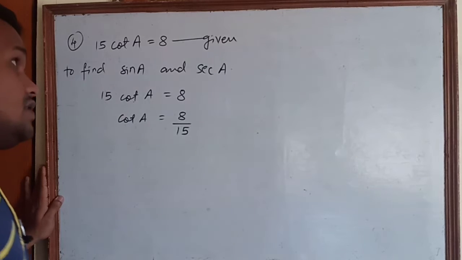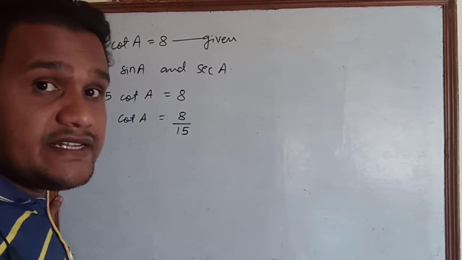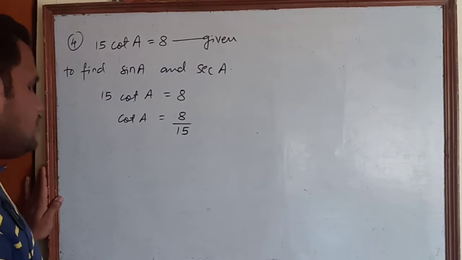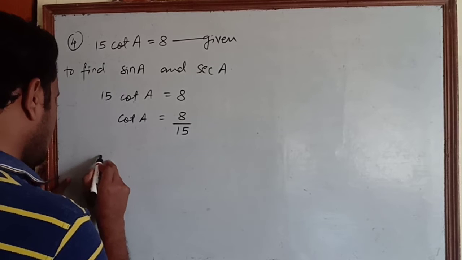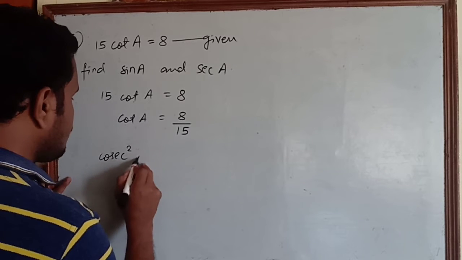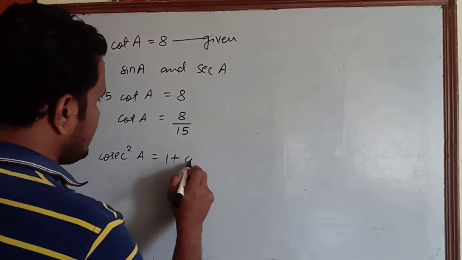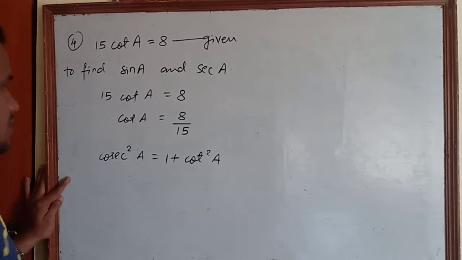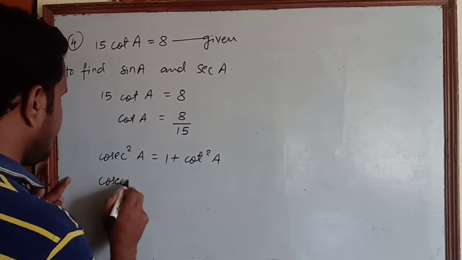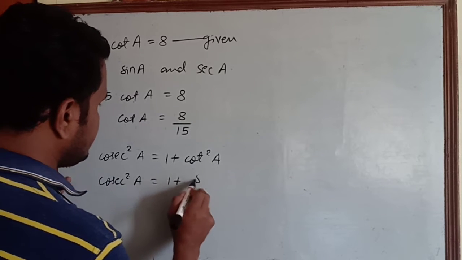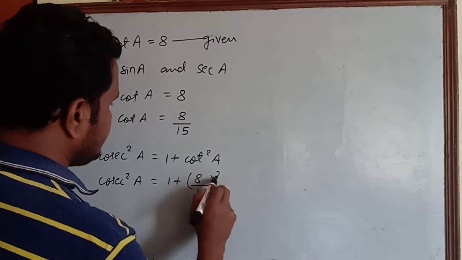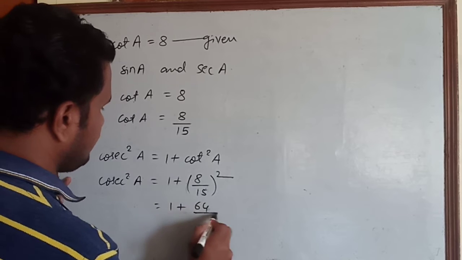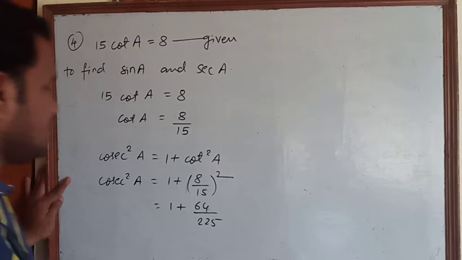Now, to solve the question further, we need some identities, some formulae. To solve it, we know one formula: cosec square A is equal to 1 plus cot square A. This is the formula. So, cosec square A is 1 plus (8 by 15) square. Now, 1 plus 64 upon 225.